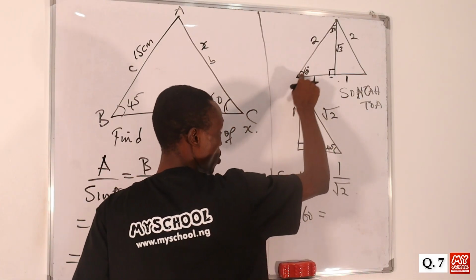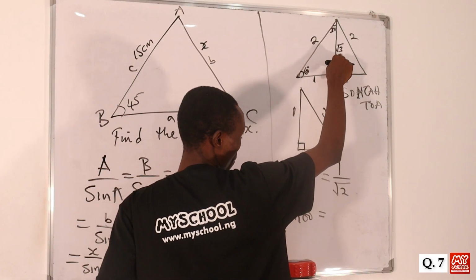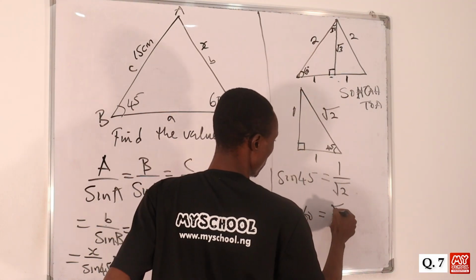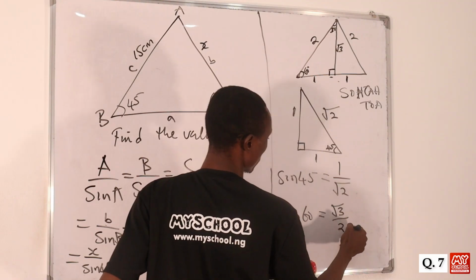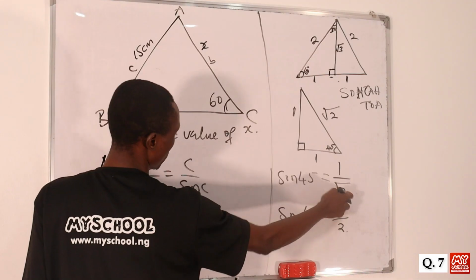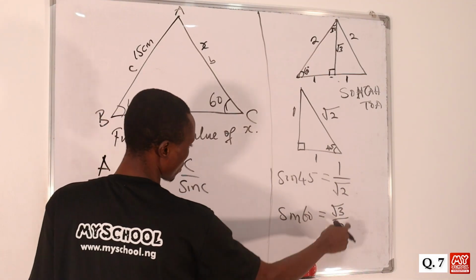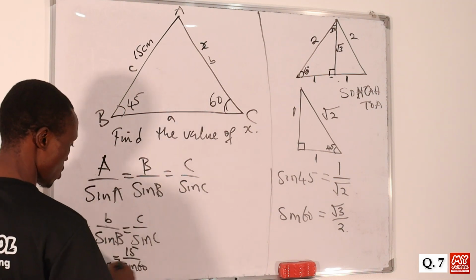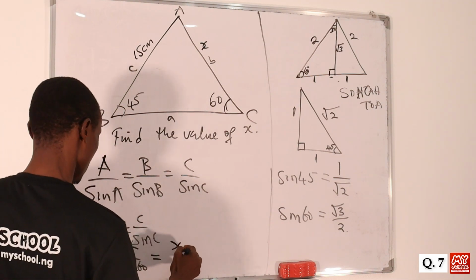So this is the angle, while this is the opposite, and this is the adjacent. In this case, we'll be having root 3 all over 2. So we are going to be substituting 1 over root 2 in place of sine 45 and root 3 all over 2 in place of sine 60 into here.